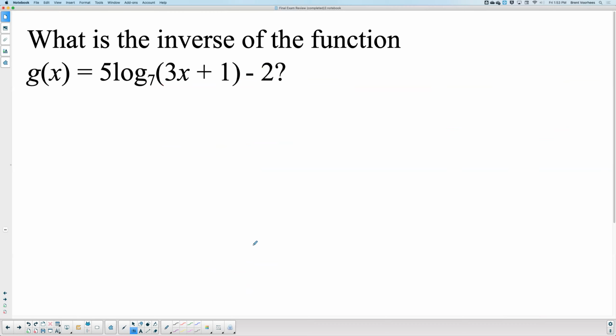This time, I'm starting you off with what type of function? A log. So g of x is a logarithm. What does that mean our inverse function will be? Exponential. Great. All right, for the first step, normally we say that y equals g of x. So if I was going to switch x and y, that means g of x becomes x because it was y. Now x equals 5 log base 7 of (3y plus 1), very good, minus 2.